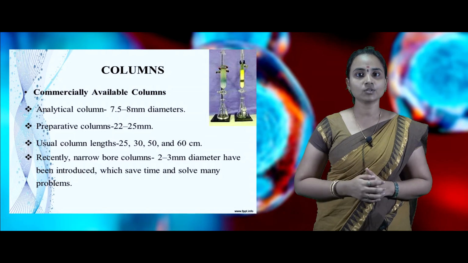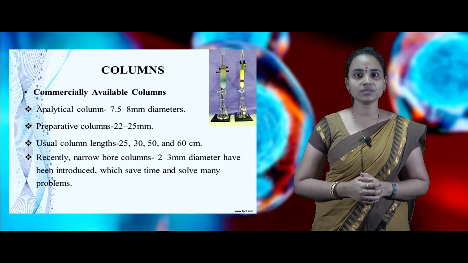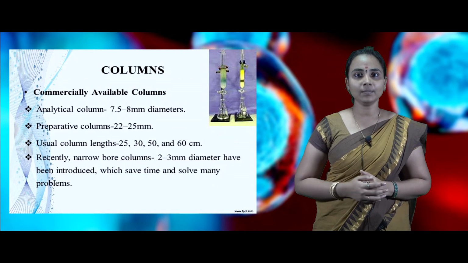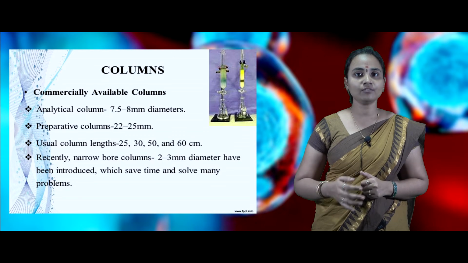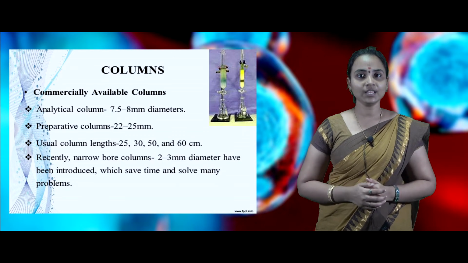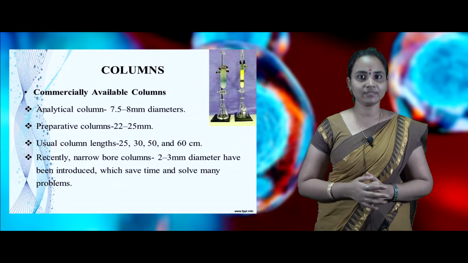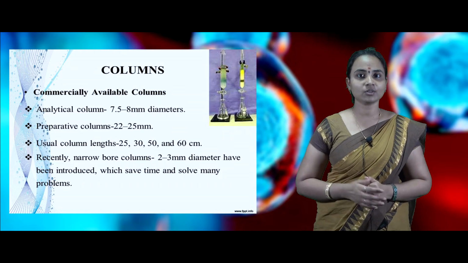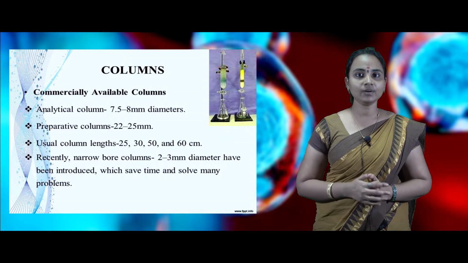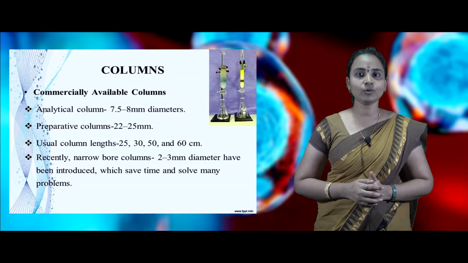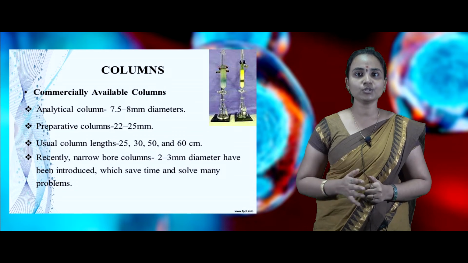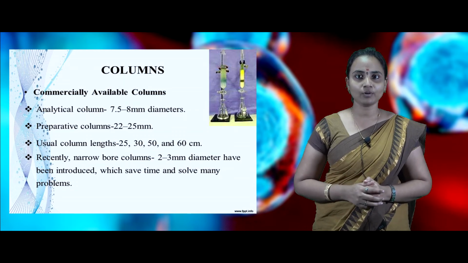Coming to the next component, that is the columns used in the chromatography. Here there are many commercially available columns that have been designed. Based on their length, a column may be for analytical usage or for preparative usage, and many columns have been designed with different lengths like 25 cm, 30 and 50 cm based on laboratory purposes. And nowadays narrow bore columns of 2 to 3 mm size are used, which can be used for very fast and accurate chromatography.